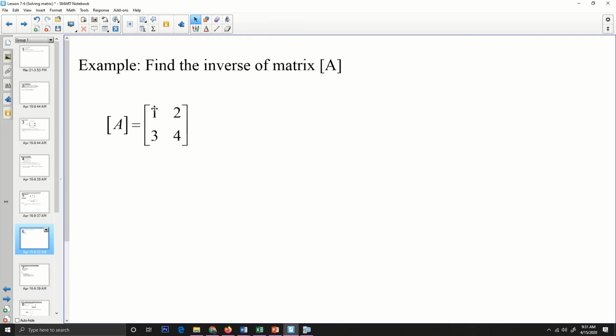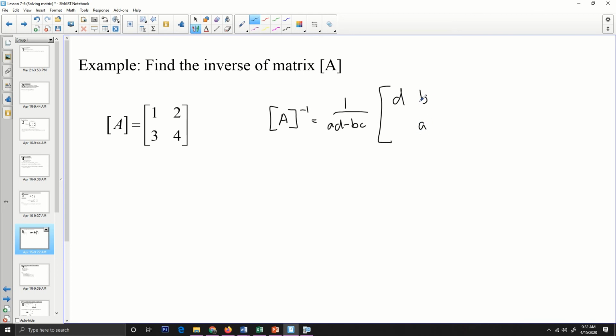If I were to ask you to find the inverse of 1, 2, 3, 4 by hand, the inverse of matrix A is, remember, 1 over AD minus BC, and then it is D and then A, and then B made negative and C made negative. All right. So I'm going to go 1 over, well, AD will be 1 times 4 minus BC, well, that'll be 2 times 3. And then I need to go 4, and I need to go 1. I'll switch my A and my D, and then I'll make that 2 negative, and I'll make that 3 negative.